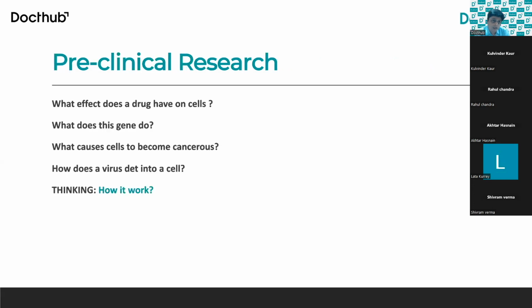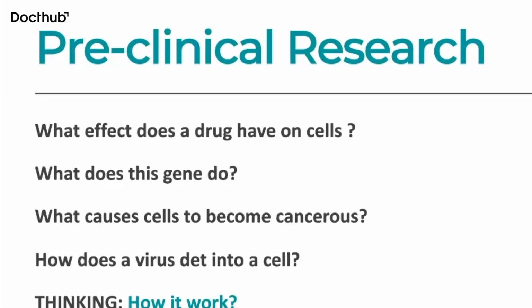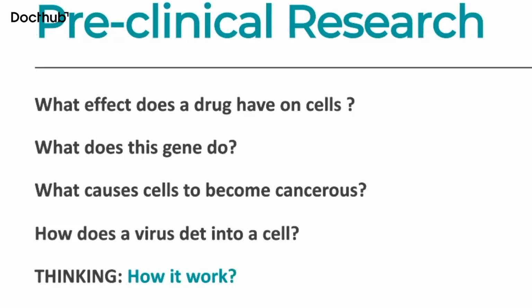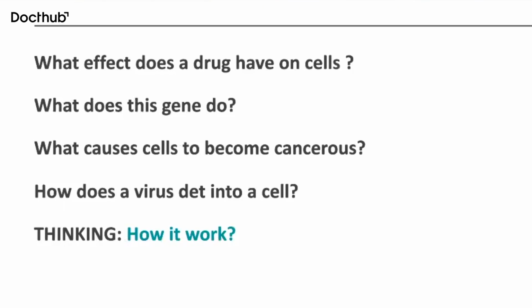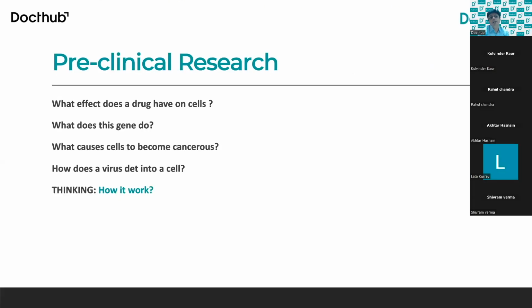Now, in this process, let us understand preclinical research. What is our thought process and what things do we need to look at? It's a basic thing. In preclinical research, our mindset is: what effect does a drug have on cells? You are getting answers to these questions. I have mentioned 4 questions to help understand the concept of preclinical research. What is your thought process in this particular process?